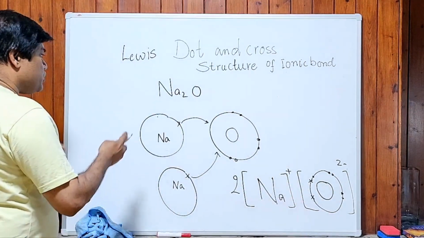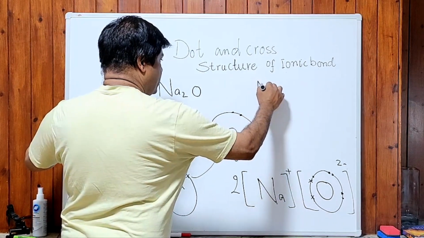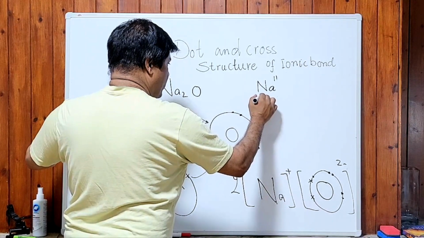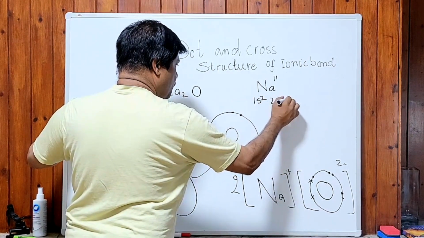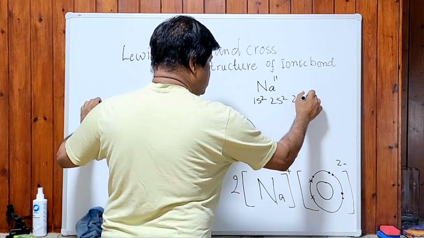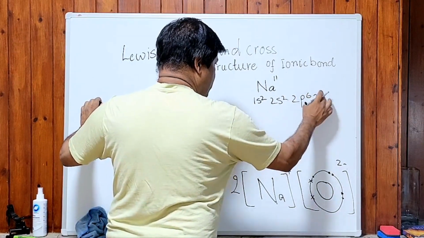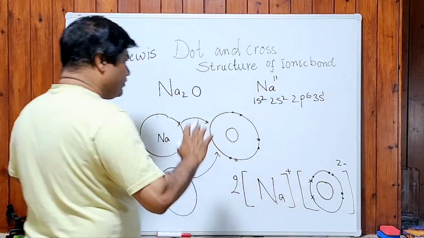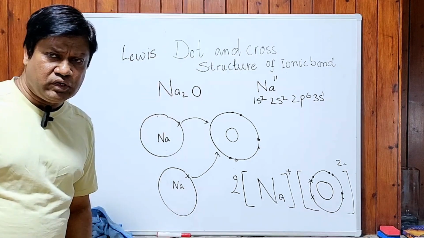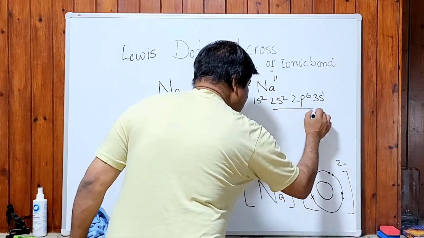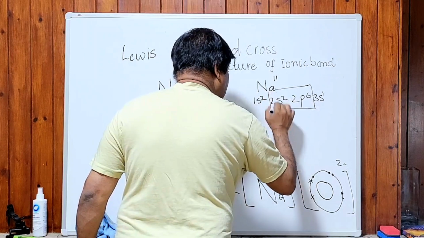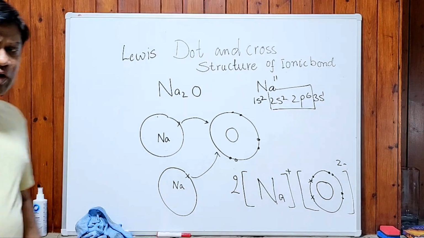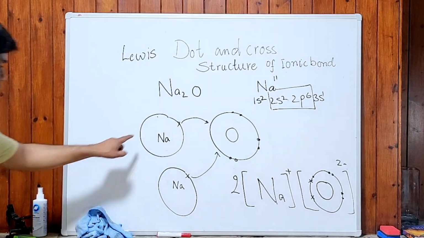What about sodium? Sodium has atomic number 11. How can we write the electronic configuration? 1s2, 2s2, 2p6, 3s1. This 3s1 will be donated by each sodium. Sodium gives away that 3s1 to get 8 electrons in the outer shell. That's the main reason why they make bonds. So sodium, after losing 1 electron, has 8 electrons in the outer shell.